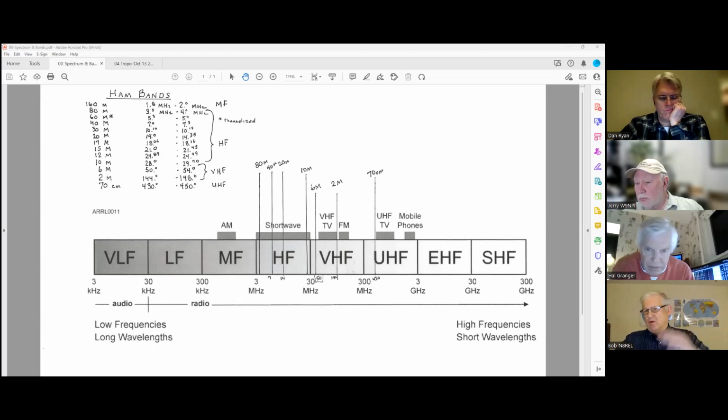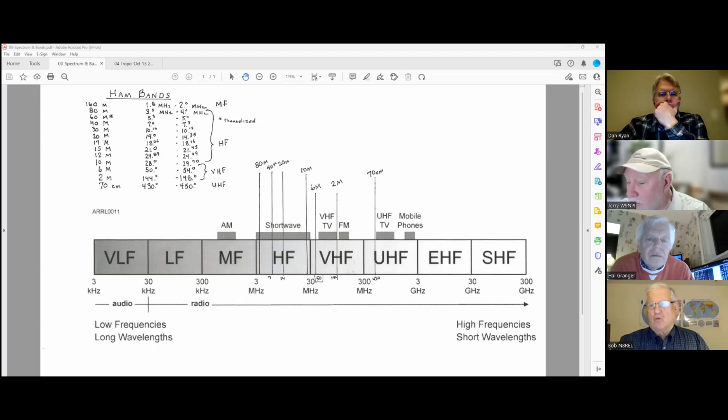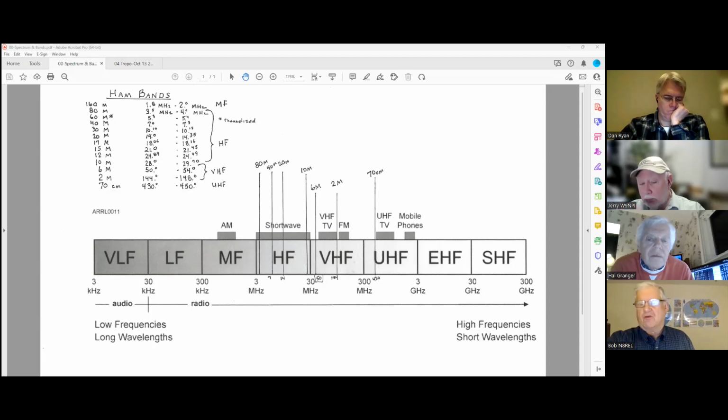Or they'll give you a bunch of different options, the A through E or whatever. And that one you may be questioned on. The other two you may be questioned on are HF, high frequency, which in the vernacular is usually called shortwave, at 3 megahertz to 30 megahertz. And the other is UHF, 300 megahertz to 3 gigahertz. 3 gigahertz is 3,000 megahertz.